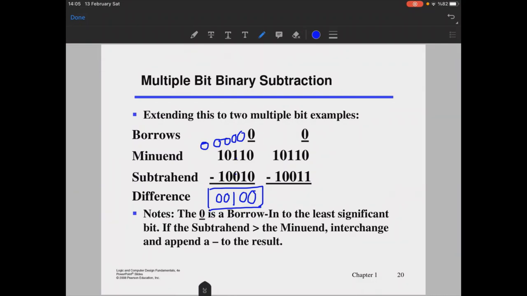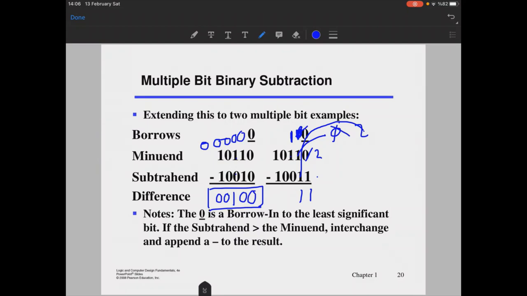I'm trying to subtract 1 from 0. Is it possible? No. Take a debt from your neighbor, and this becomes 2. 2 minus 1 is 1. And this one has a debt now to pay. Pay your debt first, and this one becomes 0, right? And then 0 minus 1, is it possible? No. Get a debt from your neighbor, and it becomes what? 2. 2 minus 1 is 1, but this one has a debt as well now. Okay, that's the idea.